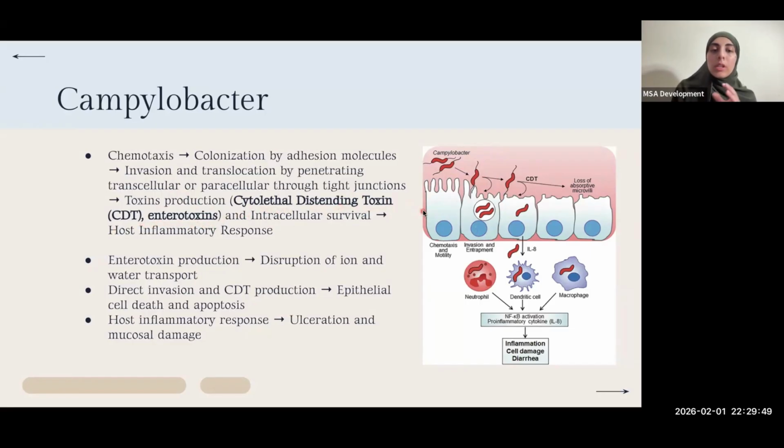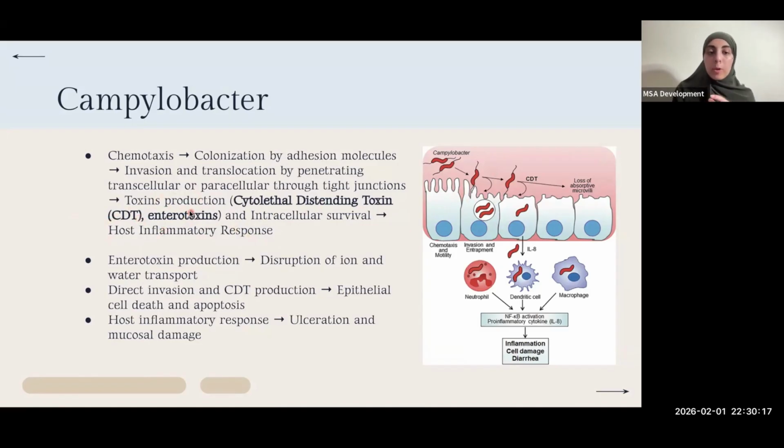It produces a toxin and it survives inside the cell. When it's found inside the cell and produces all of this toxin, this will all stimulate a host inflammatory response. So we have three main mechanisms in its pathogenesis. We have the enterotoxin, we have the CDT toxin, and we have the host inflammatory response to this infection.